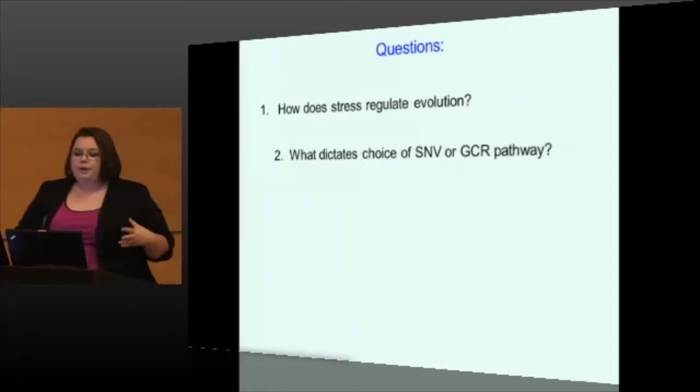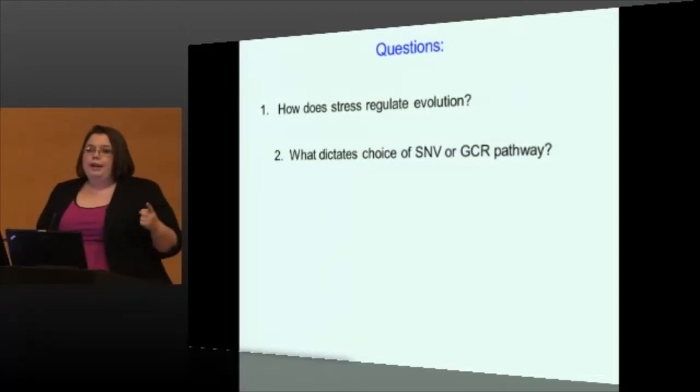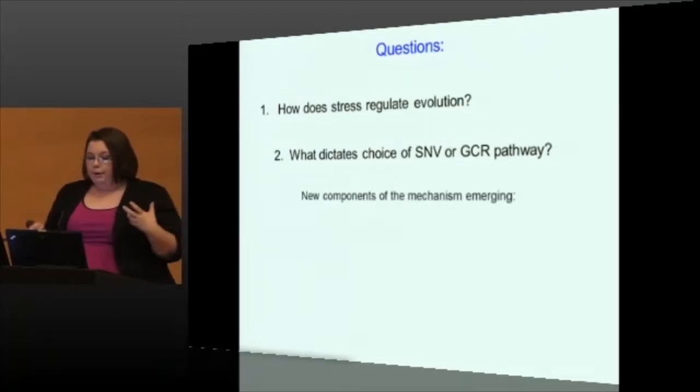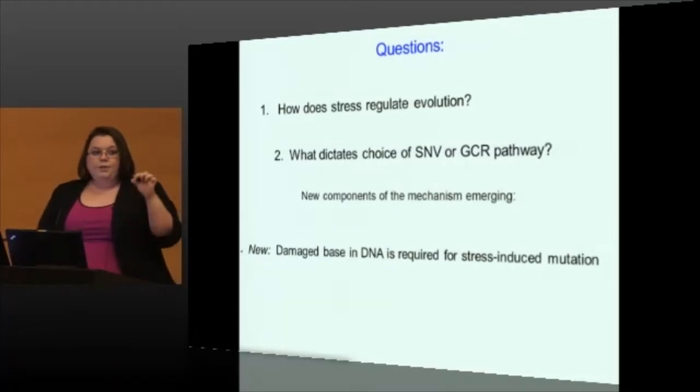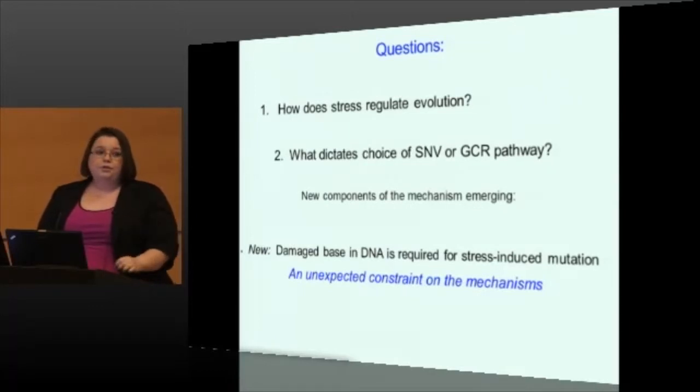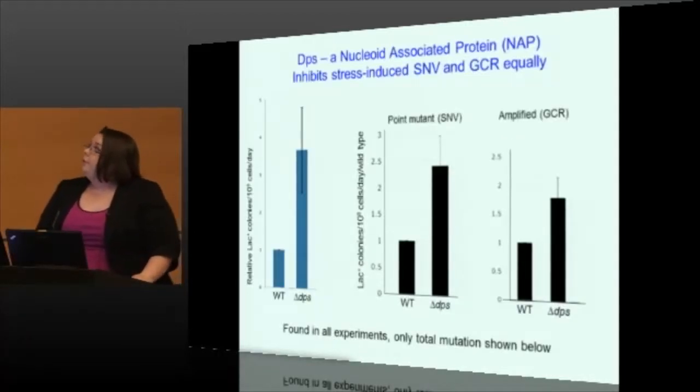So the big questions our lab tries to answer are: 1, how does stress regulate evolution? And 2, what dictates the choice between a gross chromosomal rearrangement and a single nucleotide variation? So we have a new component of this mechanism emerging where a damaged base in the DNA is required for stress-induced mutation, and this is an unexpected constraint on both the mechanism of single nucleotide variation and GCRs. So while we were investigating the nucleotide-associated proteins, we discovered that deletion of DPS inhibits stress-induced nucleotide variations and GCRs.